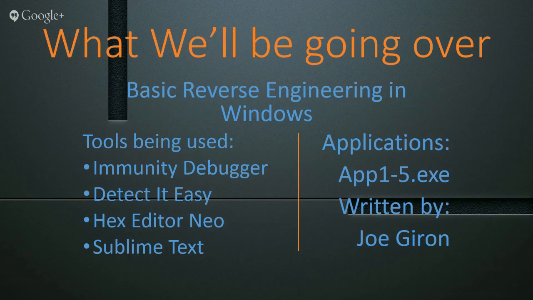What we'll be going over is basic reverse engineering in Windows. You can definitely reverse engineer in Unix, Linux, on a Mac, on whatever. But for today, we're going over Windows. I'm going to be using Immunity Debugger, a program called Detect It Easy, Hex Editor Neo, Sublime Text. And I'm going to be going over applications. That's actually wrong. That's going to be 1 through 7, which have all been written by Joe Guile.